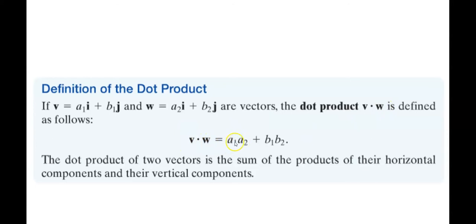And basically, you are multiplying in order the coefficients. So A sub 1 times A sub 2, and then plus, and we move on to the coefficients of J. So first we multiply the coefficients of I, then we multiply the coefficients of J. And you can think of that as multiplying the horizontal components and then the vertical components, and we are adding after we do that. Let's look at what that looks like in component form.